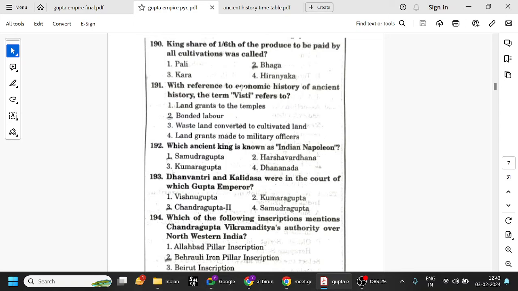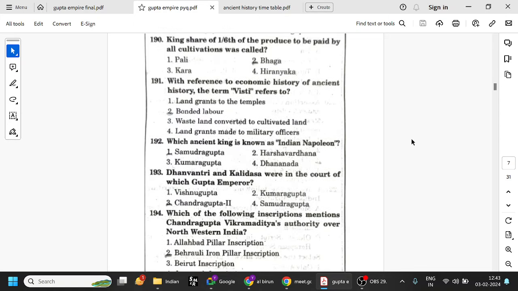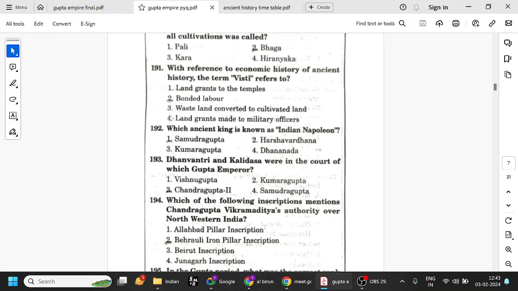Vishti means bonded labor without any payment. We've already seen that multiple times. Wasteland converted to cultivated land, like Banjar Bhumi and Polaj, will come mostly during the Mughal period. Otherwise, land grants to the temples are called Devameya.